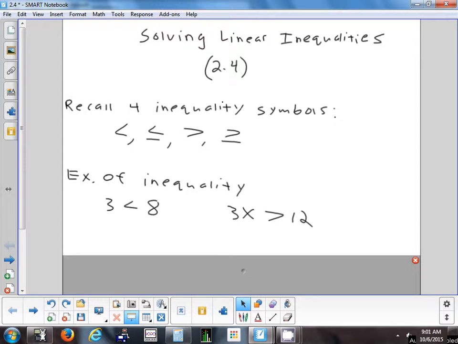What's different about an inequality is there are infinitely many solutions. If I write this, there's one answer. 3 times 4 gives me 12. 4 is the only number. Here, 3 times what is bigger than 12? Well, there are infinitely many. 3 times 5 is bigger than 12. 3 times 6.5 is bigger than 12. Any number that's bigger than 4.